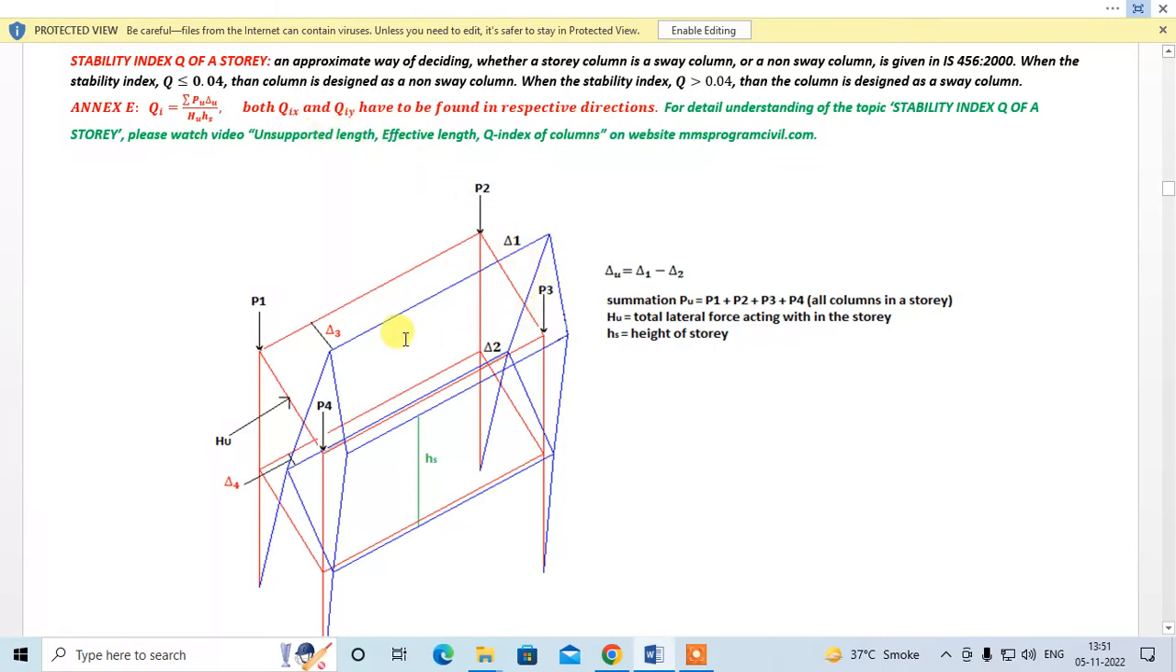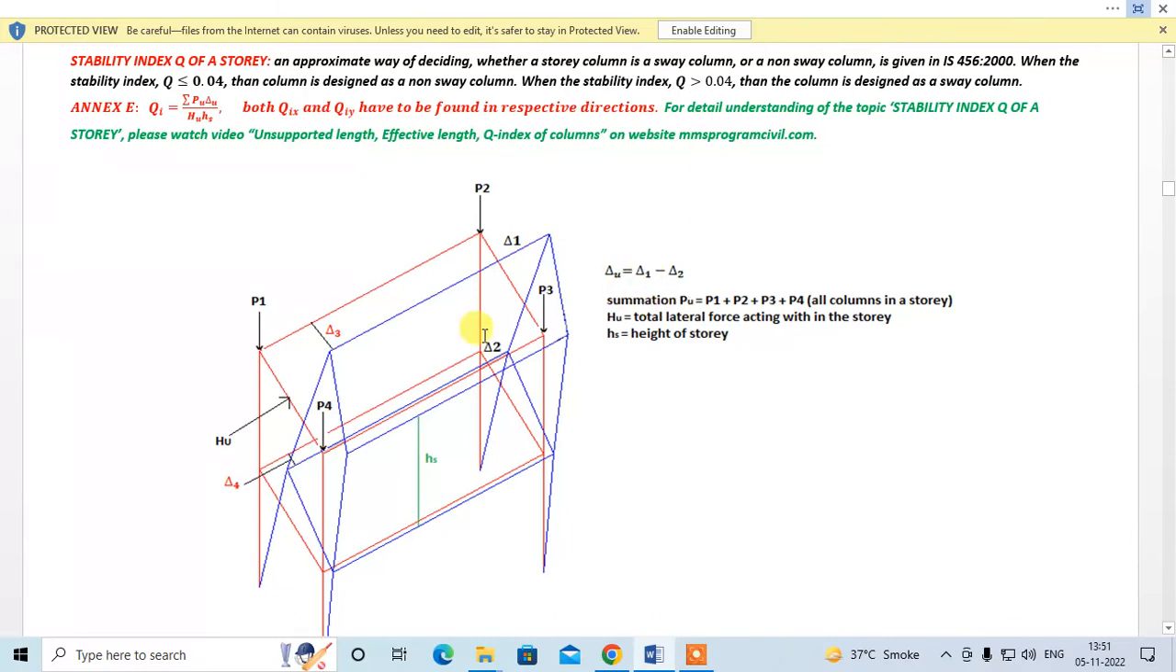So now say this is your x-axis and this is your y-axis. First we'll try to understand how to find Q in this direction. This red frame is the original frame, and the blue frame is the frame after sway, when the load is applied. We can see that this point has shifted to over here. So in this direction, this is delta 1, and over here this is delta 2. We are considering this story. So delta u will be delta 1 minus delta 2. That is your delta u.